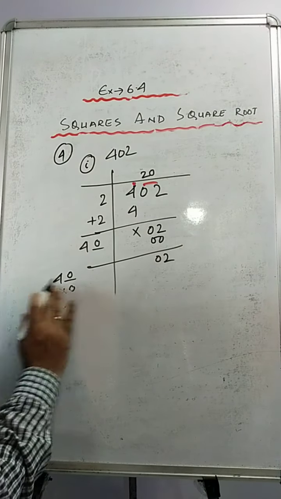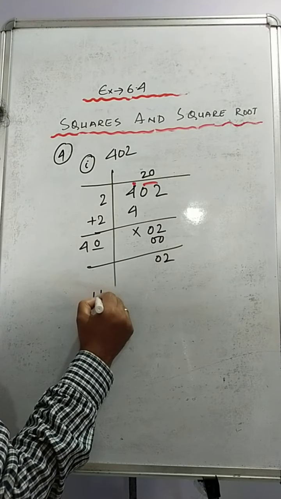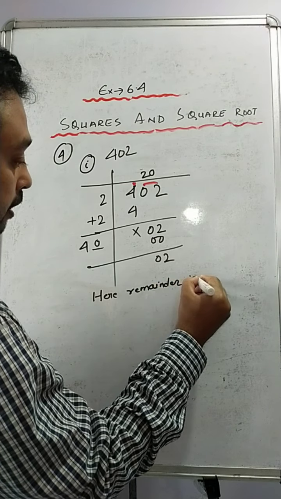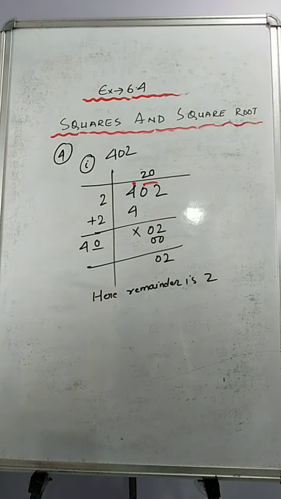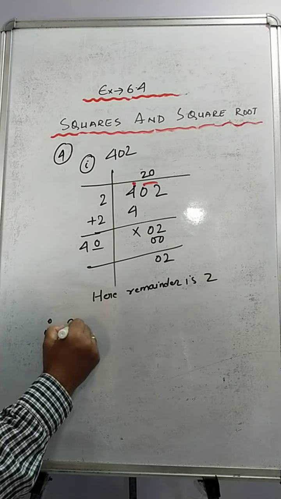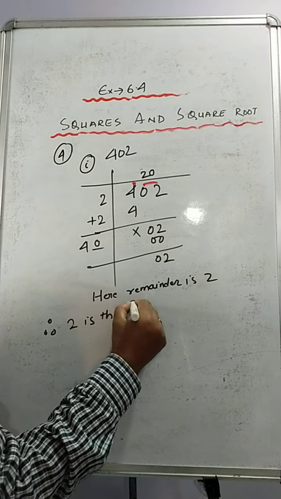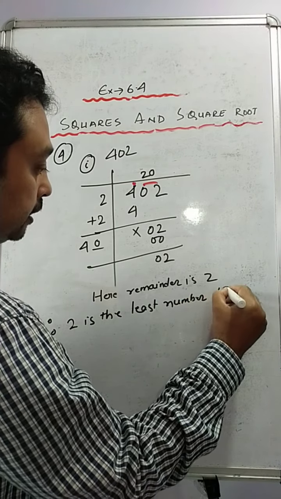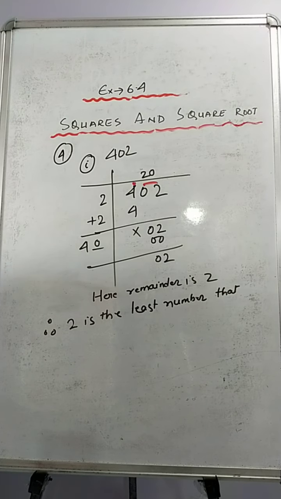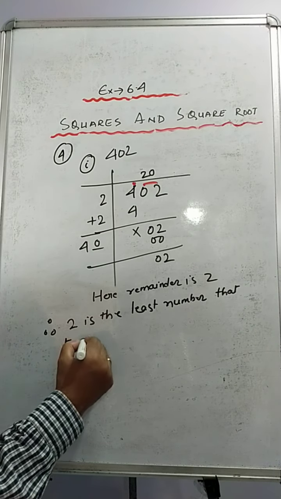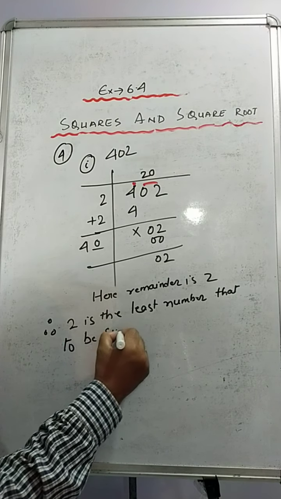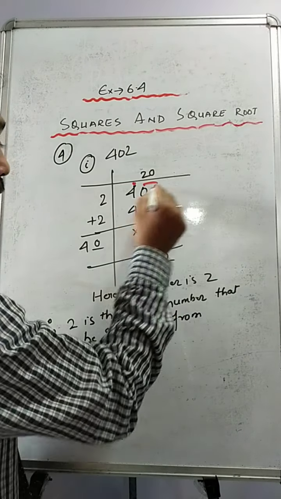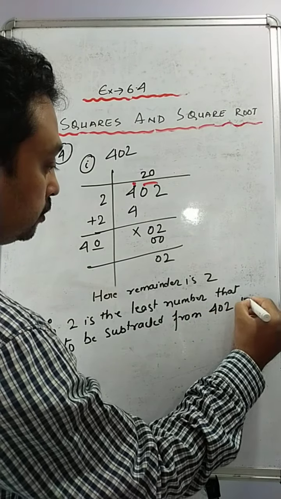Okay, so what is the language that we'll write here, students? We'll write here: remainder is 2, isn't it? Here remainder is 2. So therefore 2 is the least number that is to be subtracted from 402 to get a perfect square.